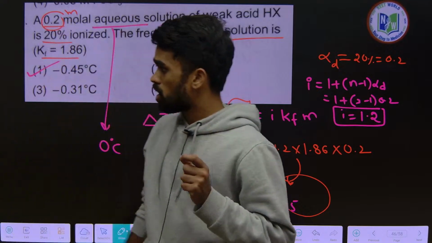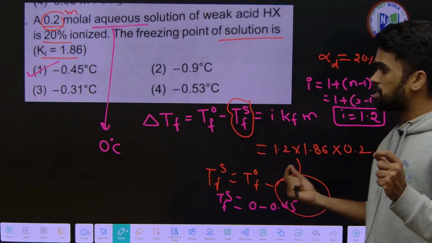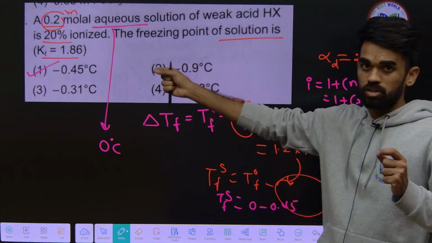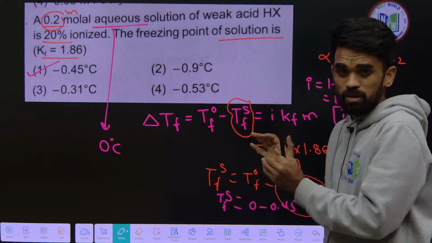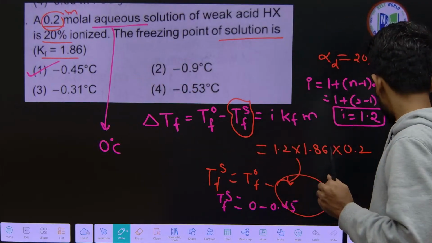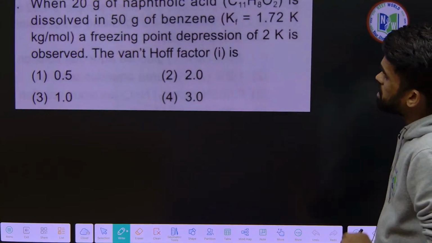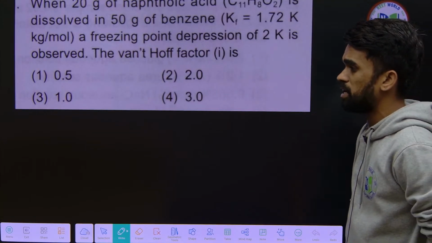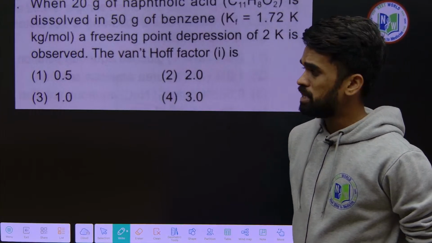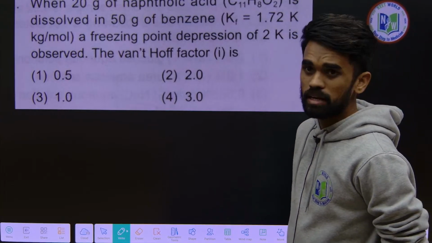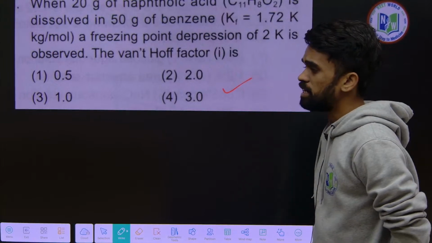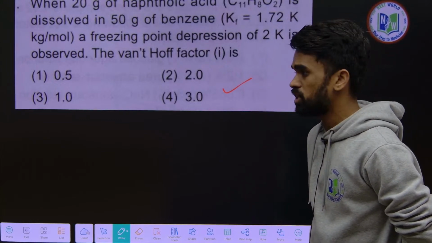You can cross check this and tell me your answer in the chat box whether it is correct or not. Hope the concept is clear here. Let us move forward. Again, this question I have discussed in the previous session also, when I was explaining the basic understanding of colligative properties. In the last session it was already discussed. You can watch the previous session if you haven't.